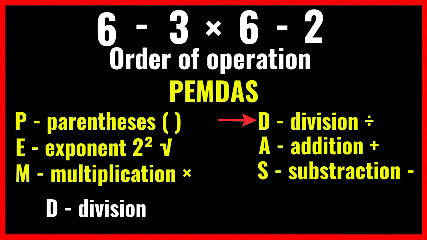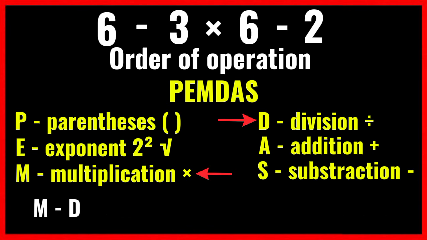Multiplication and division. After exponents come multiplication and division. Here's something that confuses many people. Multiplication does not always come before division. They have the same priority. You simply solve whichever one comes first as you move from left to right. For example, 36 divided by 6 times 2. Start from the left. 36 divided by 6 equals 6. Then 6 times 2 equals 12. That's the correct answer.